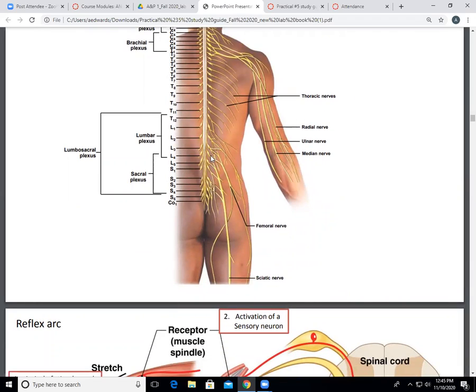Now, coming off of, let's see, looks like L3 and L4, you have your femoral nerve, right? Goes to your femur. And then from L4 or L5 you have the sciatic nerve, going down the middle of your thigh. The femoral winds around toward the medial side of your leg. The sciatic goes down the middle.